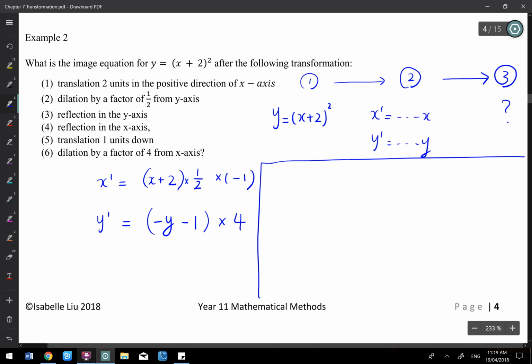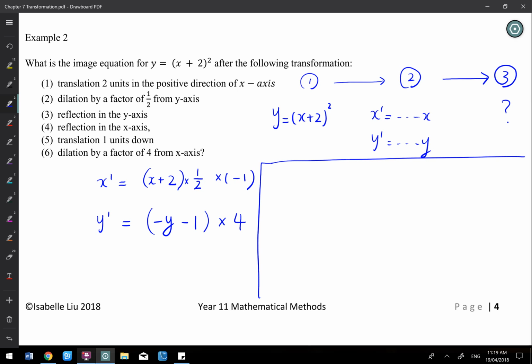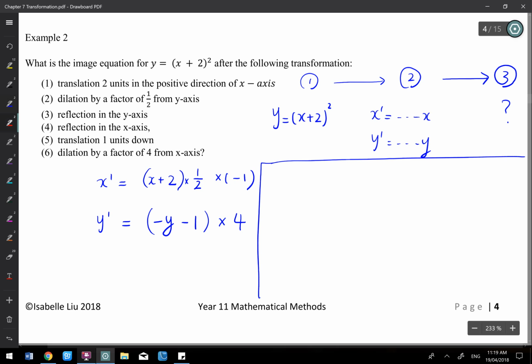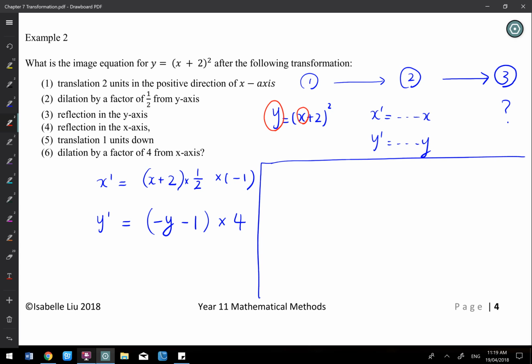Okay, can anyone tell me what we should do after that step? We want to achieve x dash and y dash. So what should we do? How? Can I substitute directly? Rearrange it to make what the subject? X and y to be the subject, to replace this y and this x by x dash and y dash. So the next thing we need to do is rearrange it.